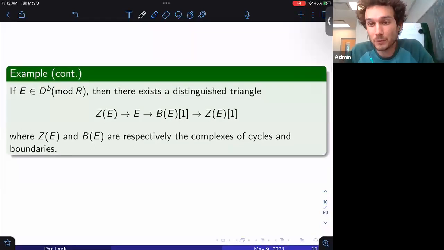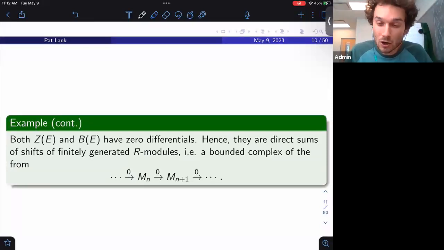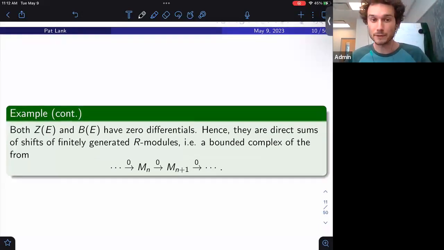So if you take any bounded complex E, we have a distinguished triangle, ZE to E to BE shifted by 1, and you extend it. Where ZE and BE are respectively the complexes of cycles and boundaries. This is a standard thing. But what's nice is that ZE and BE are complexes that have zero differentials. So what this means is that it's just a direct sum of shifts of finitely generated R modules. So bounded complexes of the following form, where you have finitely generated modules in finitely many degrees, and you have the zero differential, at least up to quasi-isomorphism.